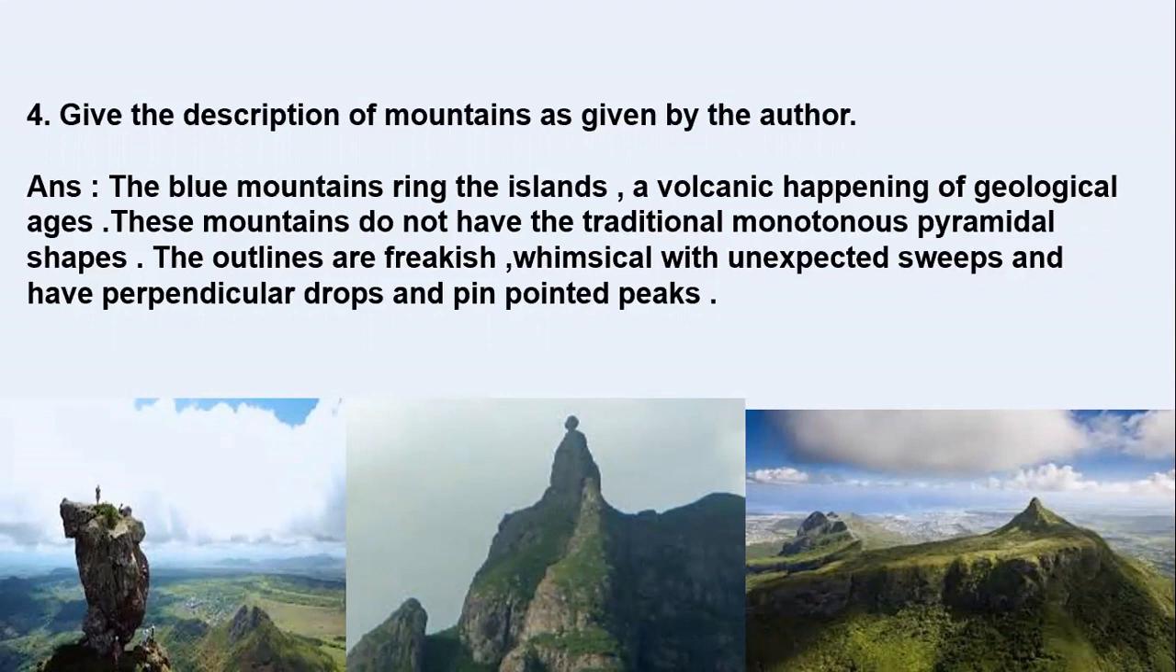So how does the author explain here that he saw the blue mountains which ring the island, meaning they surrounded the island, and it was due to the volcanic happening, the volcanic eruption which happened there due to geological features, and throughout the ages it was occurring there. And these mountains are not of the monotonous pyramidal shape, as we just make V-pointed mountains. So it was not like that, no monotonous, no same type of shape of mountains was found there.